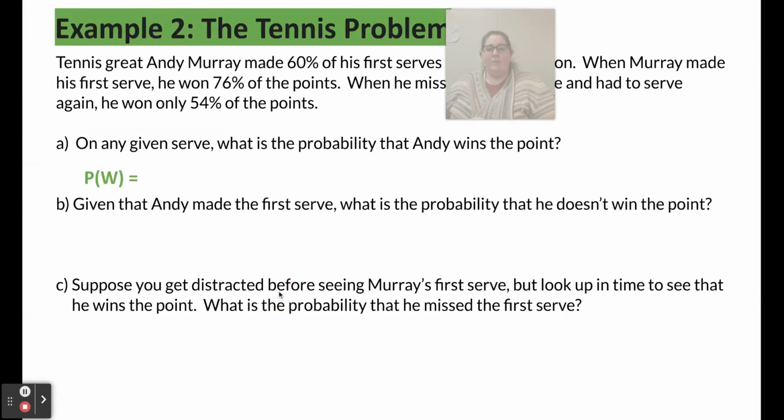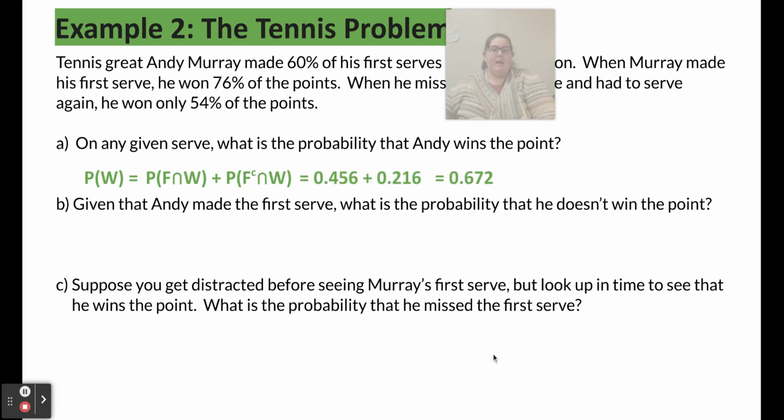So technically, probability of winning the point would be probability of making the first serve and winning plus the probability of not making the first serve and winning. And I add those two numbers together from my tree diagram that I made, and I get my answer. There's a 0.672 or 67.2% chance of him winning the point overall with all of the things combined.